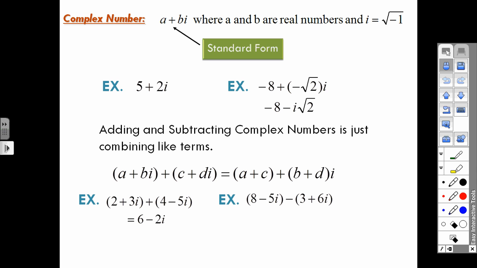All right, so when you subtract, you just have to remember to distribute your negative sign. Either rewrite it with the negative sign, distribute it through, or just remember about it when you are combining like terms. So 8 minus 3, that's going to give you the 5. -5i minus 6i, that's going to be a -11i.